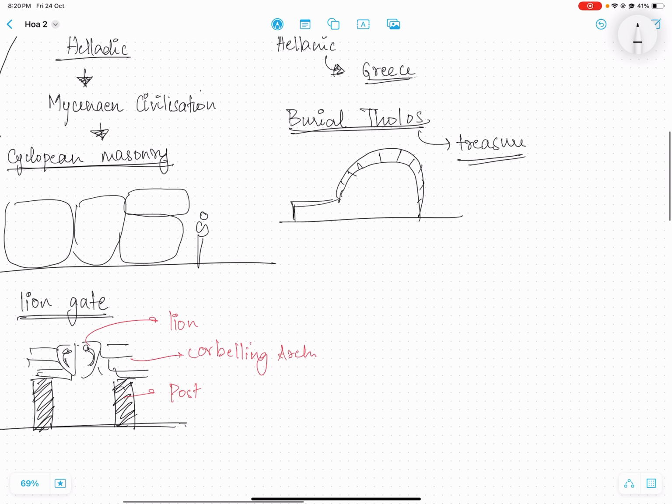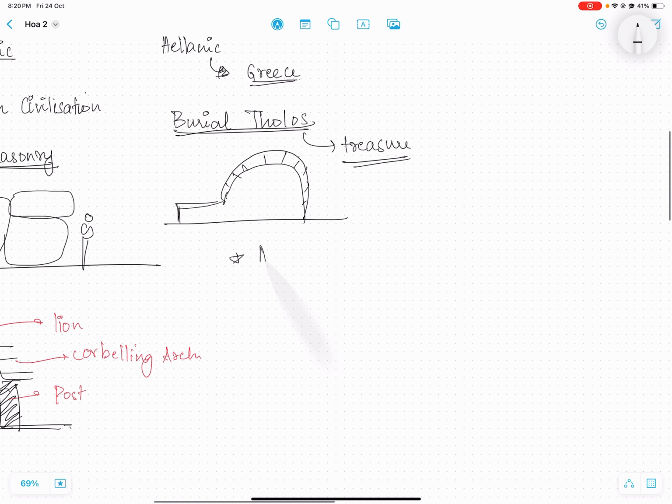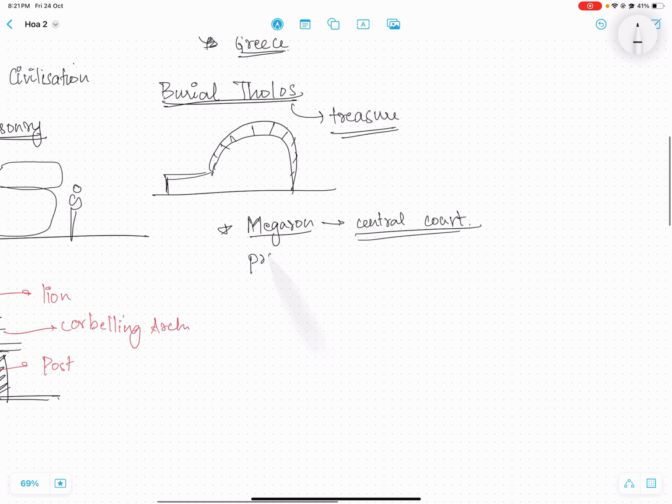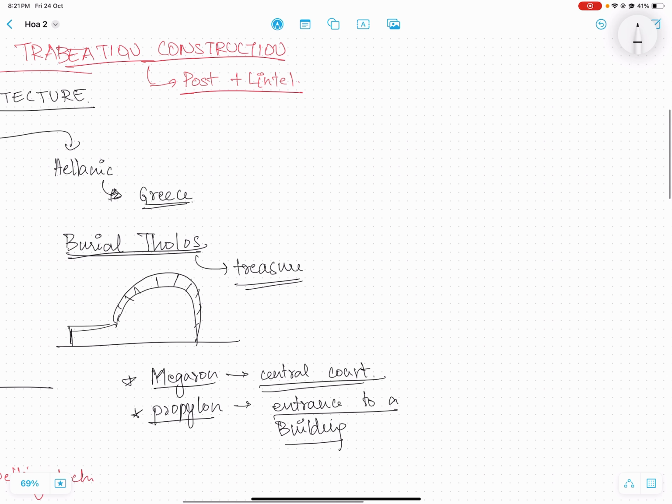And some other important terms is megaron, which is the central court in a royal building or in any building. It is the central court usually used for discussion and stuff. There is propylon, which is the entrance to a building. And that's about it.